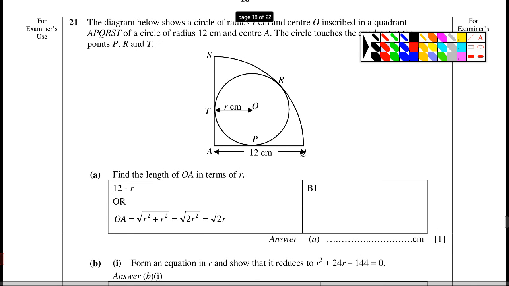Okay, 21. Square root 2r is 1 mark. 12 minus r is 1 mark. Either or. You either write this or write this. Also, just 12 minus r is 1 mark.